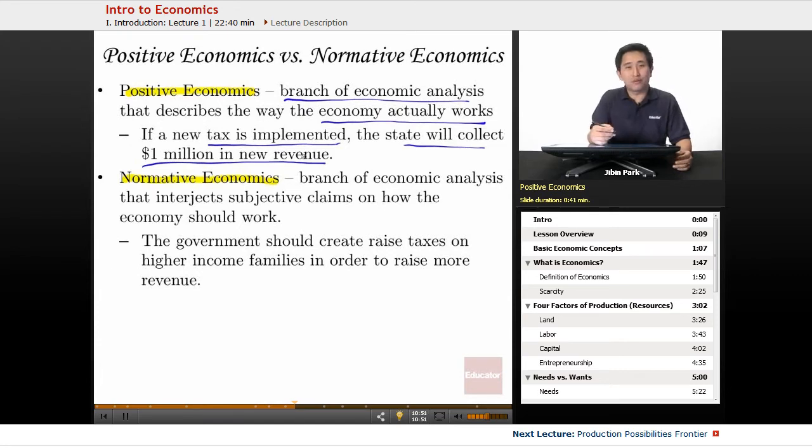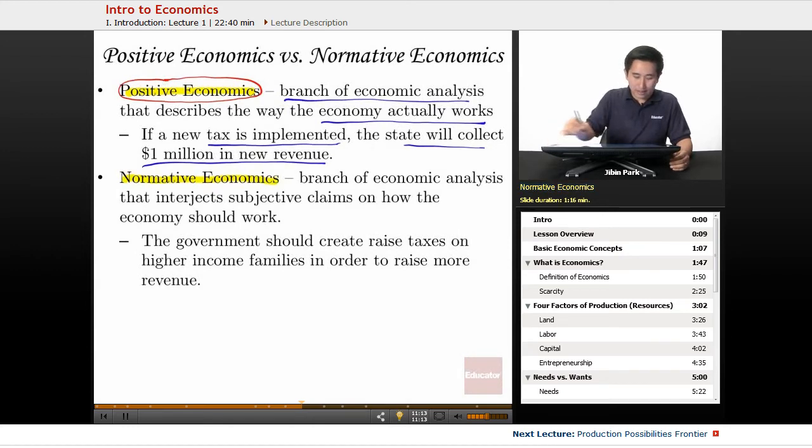So this is positive. There's no judgment. It's just factual. It's an if-then statement. So positive economics is dealing with the way that the world actually works. In this course, we tend to focus a lot on positive economics, the idea that if this takes place, then this is what's going to happen. So I try to phrase these things in a positive manner.